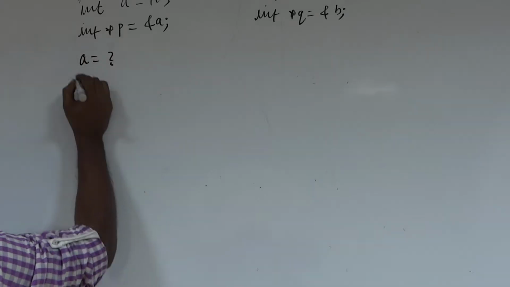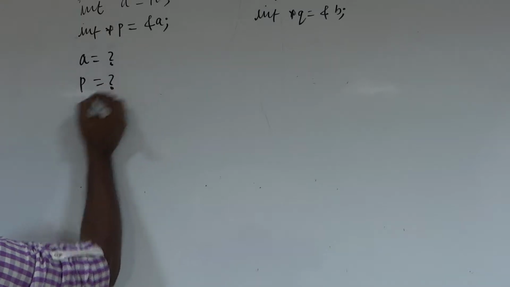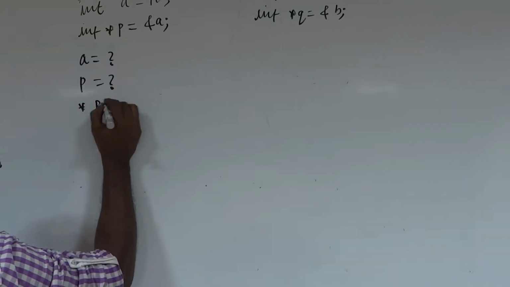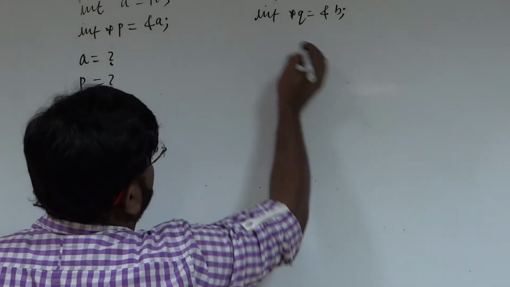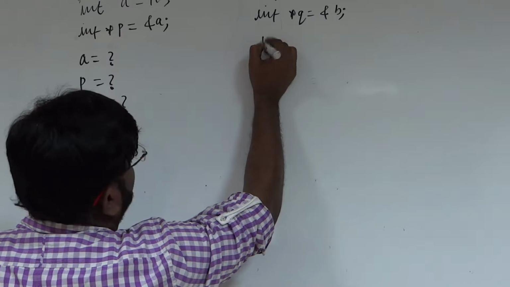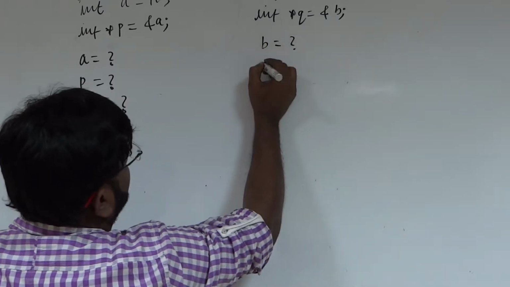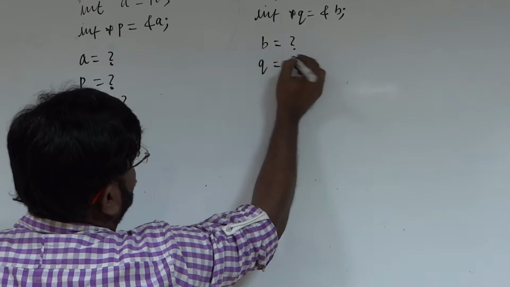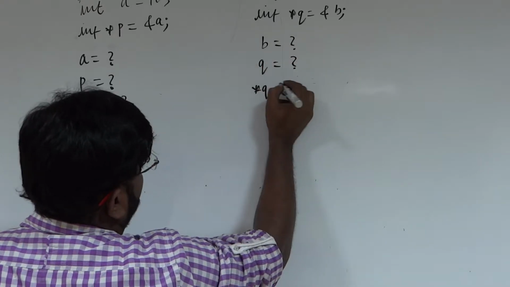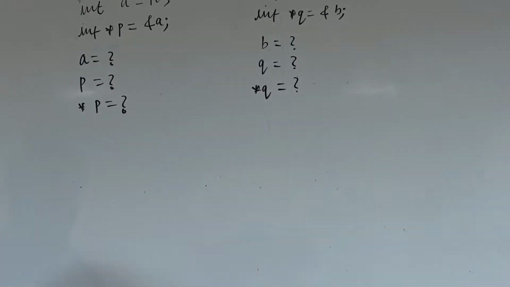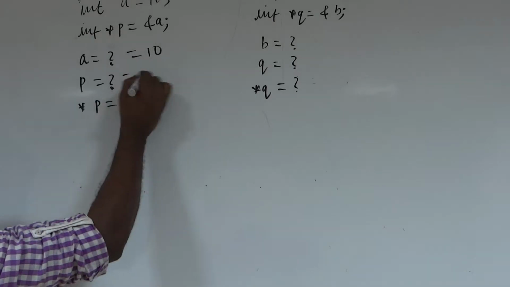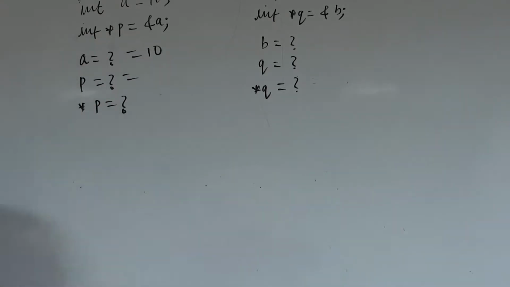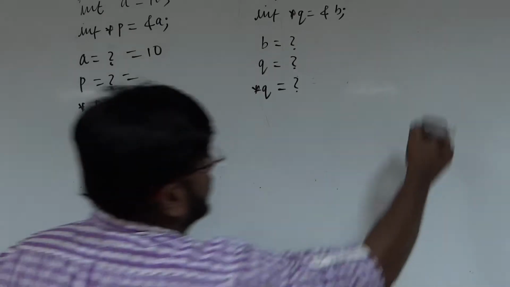What will be a? What will be p? What will be star p? What will be the value of b, q and star p? So the value of a will be what? 10. The value of p is the address of a. So what is the address of a?